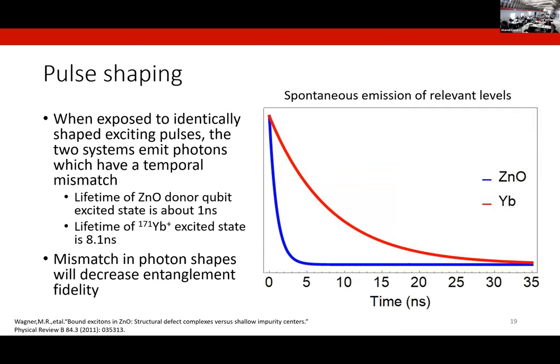So bridging that frequency gap isn't the only issue with entangling these two systems. There's also a significant difference in the temporal profile of the two emitted photons. The excited state for zinc oxide only has a lifetime of about 1 nanosecond, whereas for ytterbium, it's 8.1 nanoseconds. Here you can see the spontaneous emission from our relevant levels, and the profiles of the emitted photons differ greatly. So if we try to interfere those photons, we won't get a great overlap on our beam splitter, and it will decrease our entanglement fidelity.